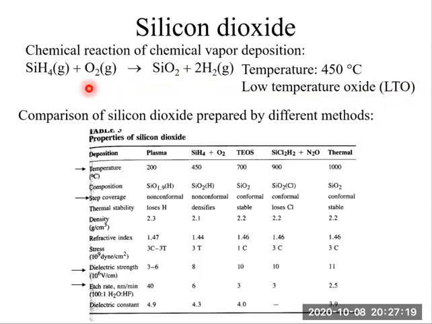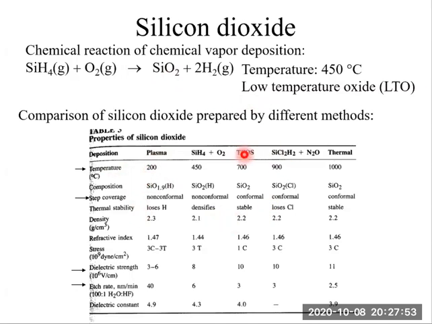Note that this chemical reaction, namely silane reacts with oxygen, can also be carried out inside a plasma. So plasma enhanced CVD. Then the deposition temperature can be significantly reduced. So now we can deposit silicon dioxide at 200 Celsius. And that's PECVD.